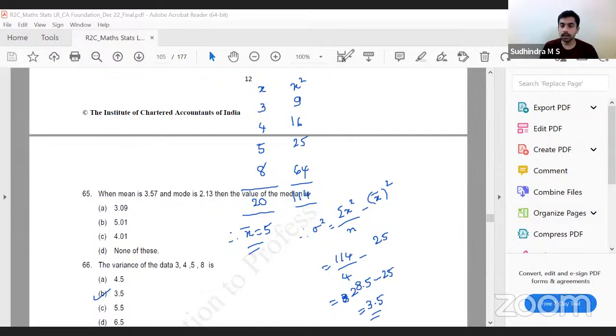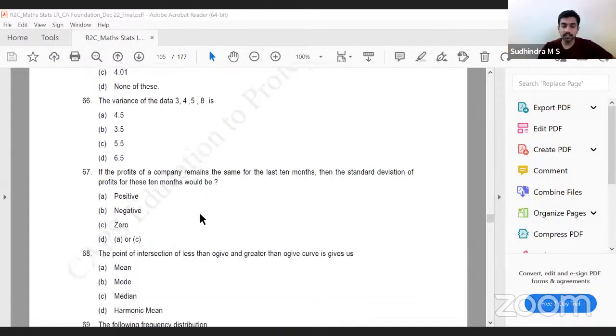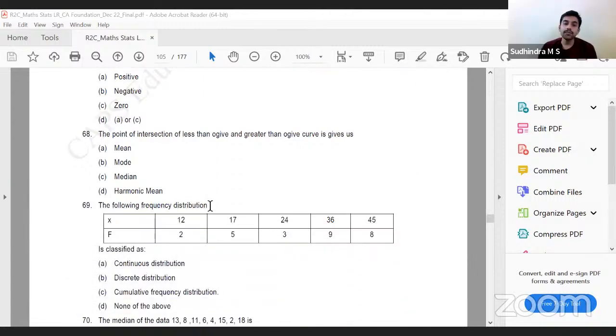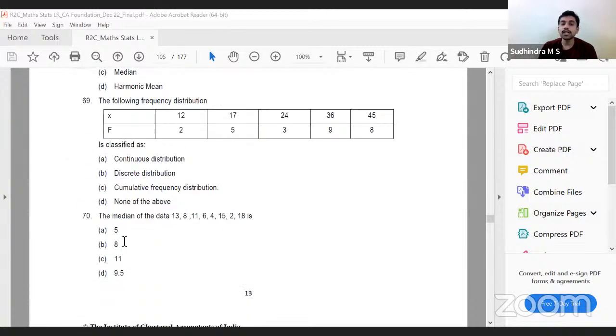Done? Next question. Question number 67. If profits of a company remain the same for the last 10 months, the standard deviation of the profits for these 10 months is zero. If all the observations are constant, standard deviation is 0. Yes. The point of intersection of the less than ogive and greater than ogive curve gives us the median. Very good. The following frequency distribution is classified as a discrete distribution. Very good. Discrete distribution. Median of the data.